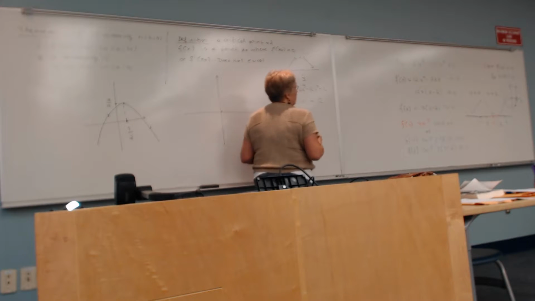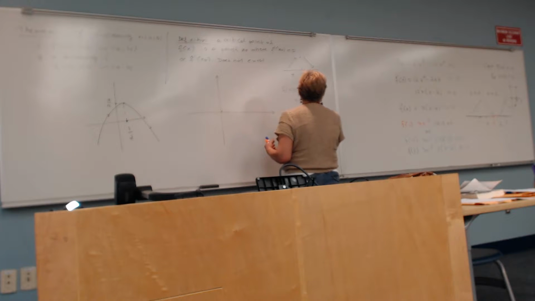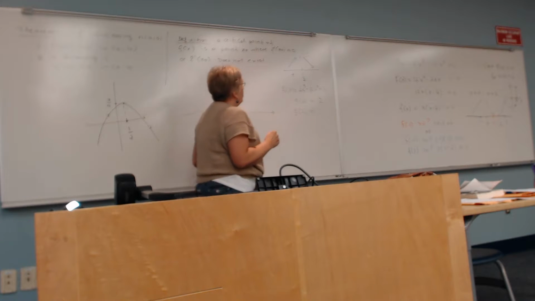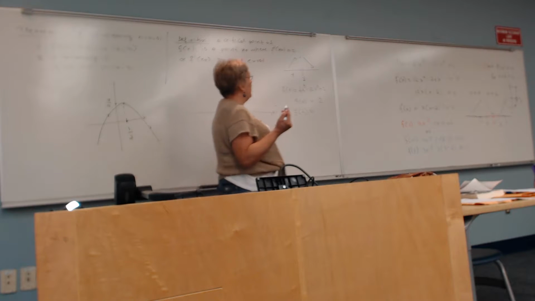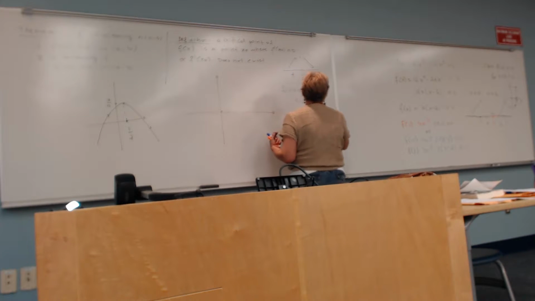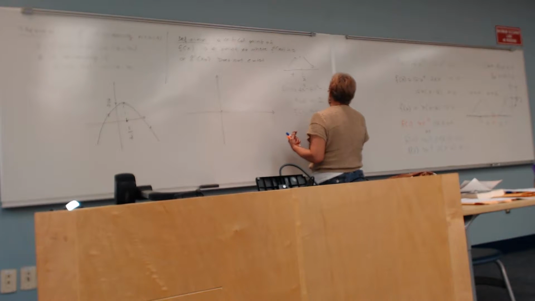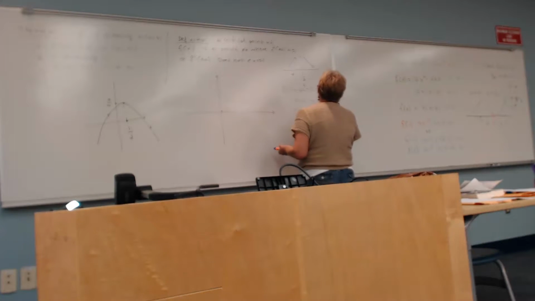The value of my function at 2 is equal to what? 4 times 8, 32, minus 12 times 4, 48, plus 2. So that's going to be minus 14.